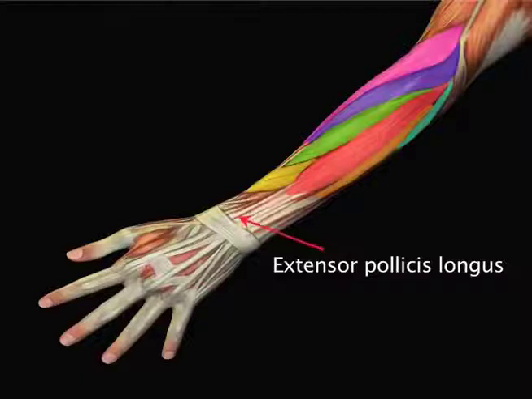Now we go through the deep muscles of the posterior compartment of the forearm. The first comes the extensor pollicis longus. Its origin is from the posterior surface of the ulna, and it is inserted to the posterior surface of the base of the distal phalanx of the thumb. As the name pollicis implies, it is related to the thumb itself. The main function is extension of the thumb. Nerve supply is again the posterior interosseous nerve.